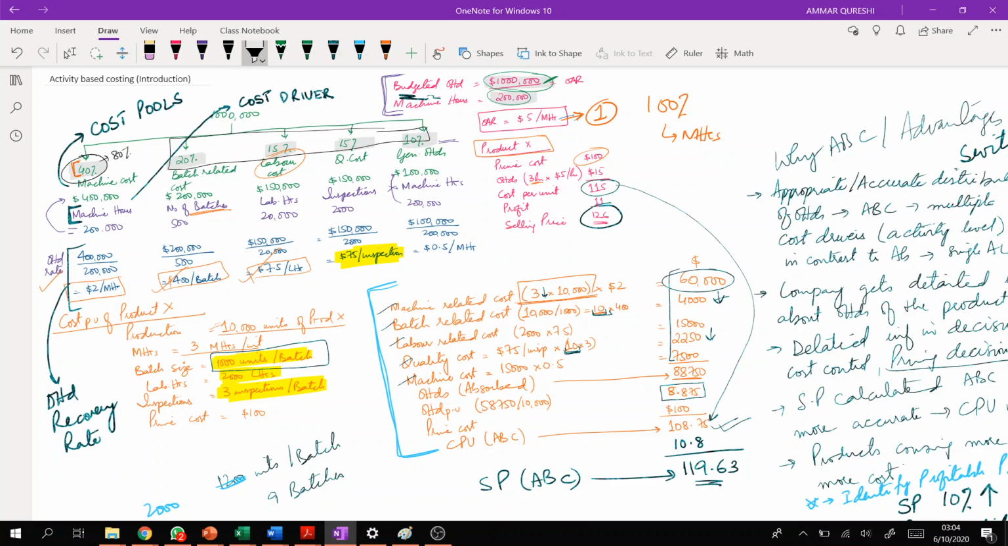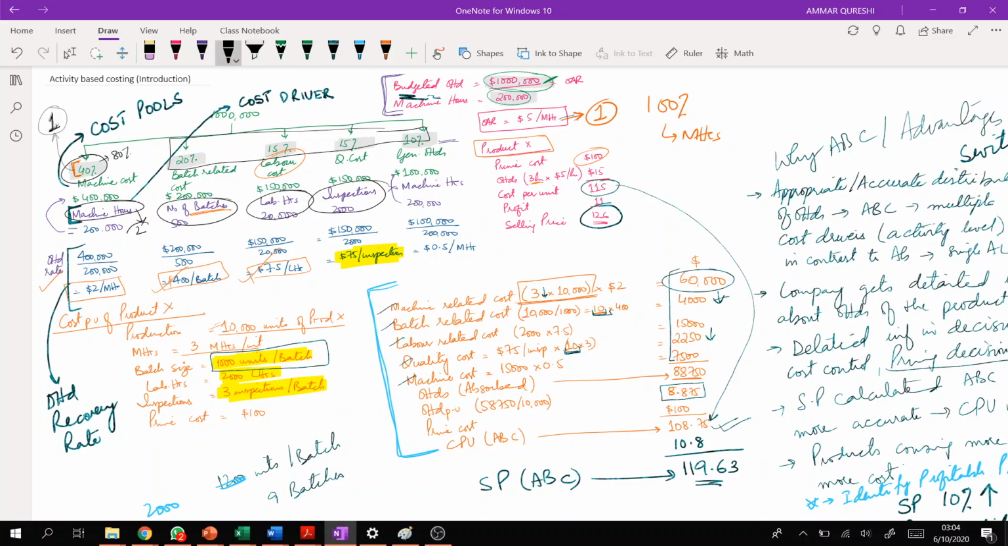So the first thing which we did is to identify the cost pool, right? What we did next, we identified on what basis we should distribute it. So we identified the cost drivers: machine hours for machine related costs, number of batches for batch related costs, labor hours for labor related costs, inspections for inspection related costs. So in the next step, we identified what the cost drivers are, right?